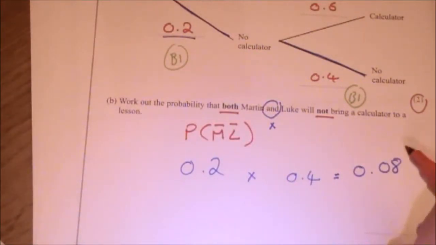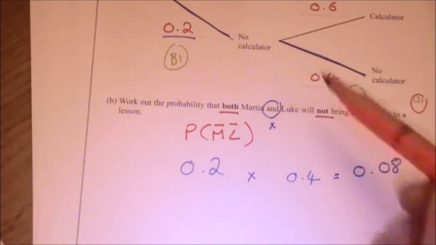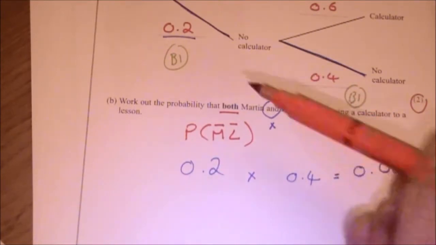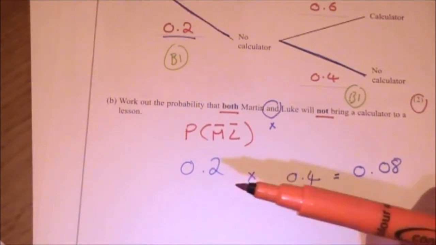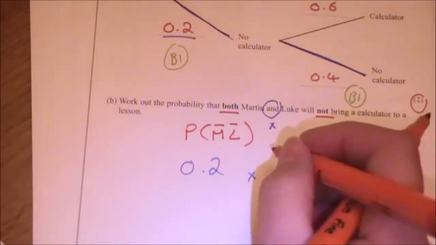Again, this is a calculator paper. Don't take risks of doing these calculations in your head when you've got a calculator. Don't be a Martin and don't be a Luke. Don't not bring a calculator, right? Do what Martin and Luke do, 0.8 and 0.6: they bring a calculator. Make sure that's you.